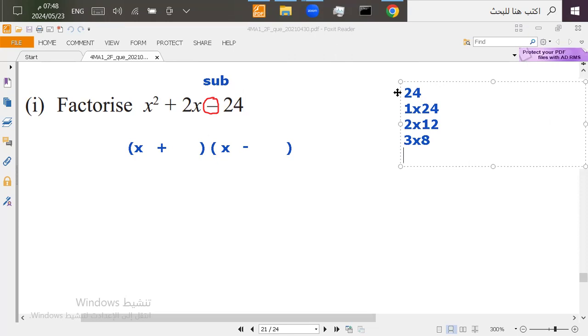Factorize this number: 4 times 6. These are the factors of 24. Now, from these factors, you need a pair that when you subtract it, you get 2. So you need a difference of 2 between these pairs. Now, let me take a look at that.